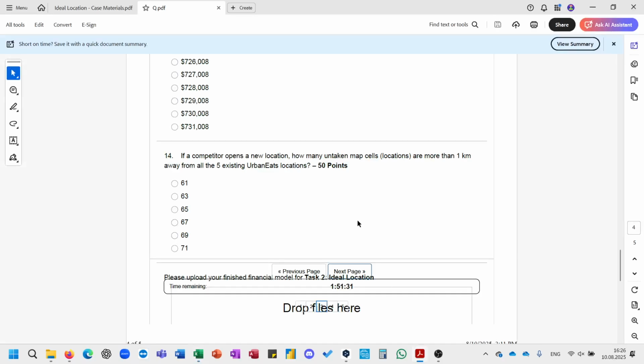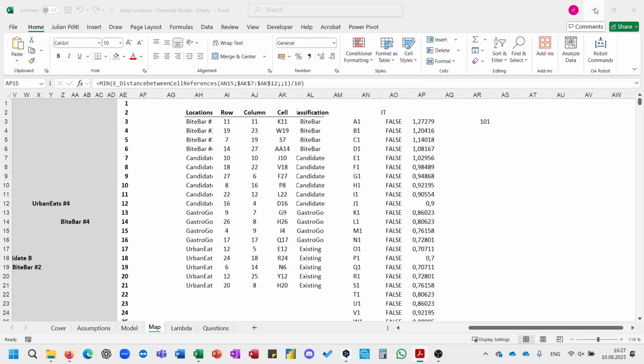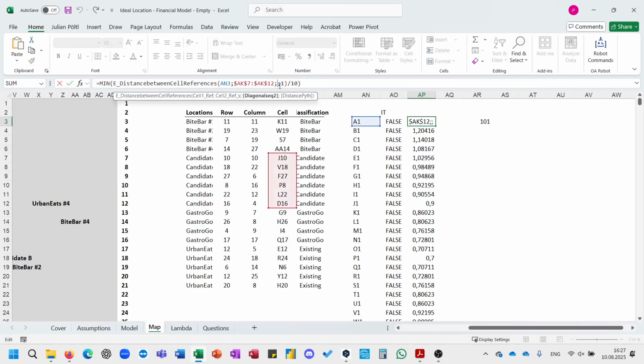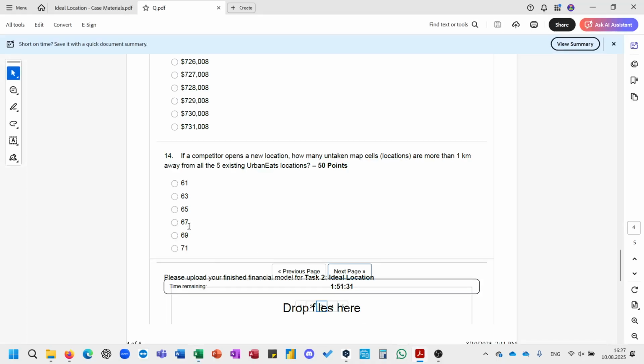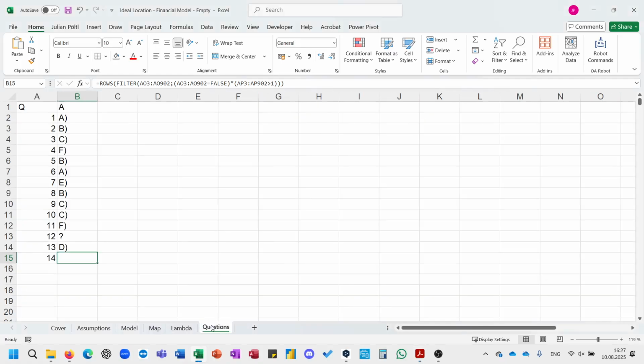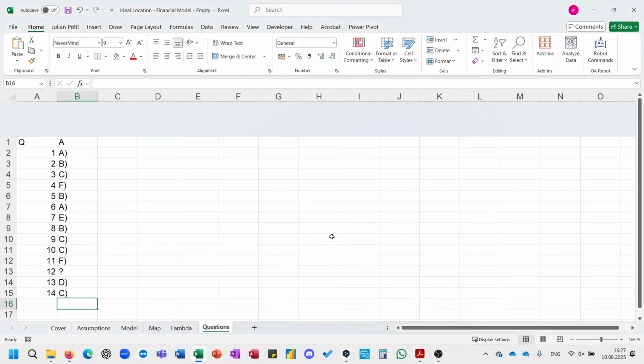Let's reread the question. If a competitor opens a new location, how many untaken map cells are more than 1 kilometer away from the 5 existing locations? We're taking the Pythagorean distance calculation. Existing locations. I'm an idiot. Existing locations, not the candidates. Here we go. 65. 65 is answer C. And then we have solved the case.